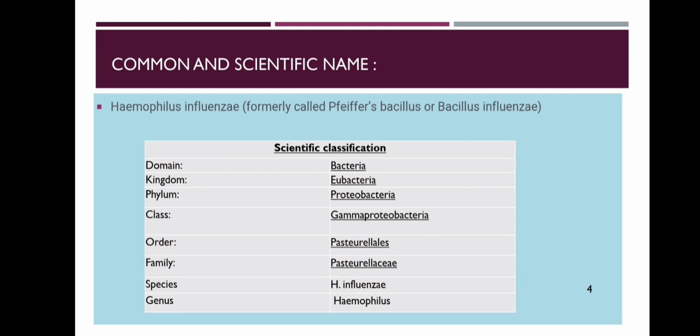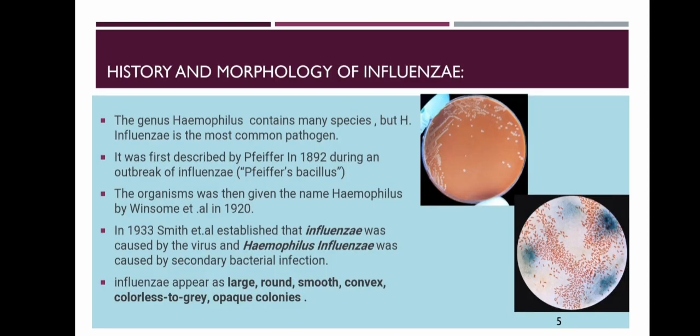Common and scientific name: Haemophilus influenzae, formerly called Pfeiffer's bacillus or Bacillus influenzae. Scientific classification: domain Bacteria, kingdom Eubacteria, phylum Proteobacteria, class Gamma Proteobacteria, order Pasteurellales, family Pasteurellaceae, species Haemophilus influenzae, and genus Haemophilus.